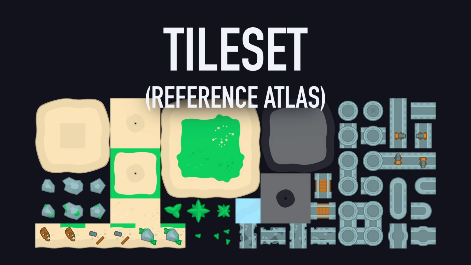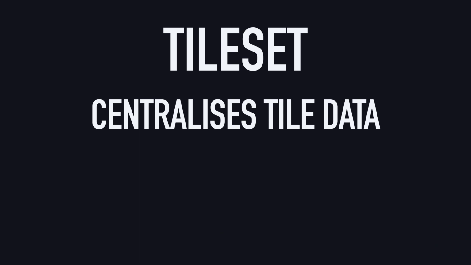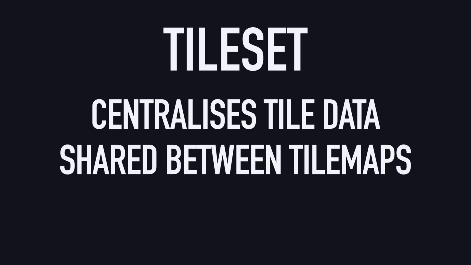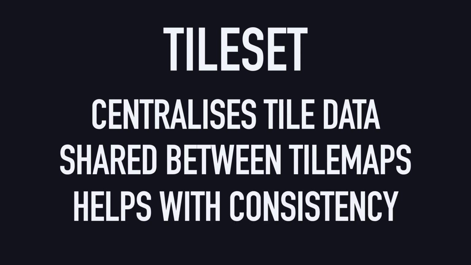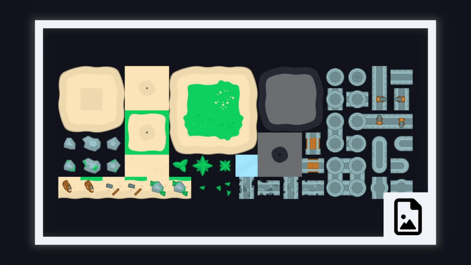This is the reference atlas that the tilemap will go and pick from, and what's great is that it centralizes the data in one place, so you can then share this set of tiles with multiple tilemaps to create multiple consistent tilemaps that each correspond to a single level. Now, from a game creator's standpoint, a tileset is usually one big image, with numerous sprites stacked together as a grid. You can of course make your own.